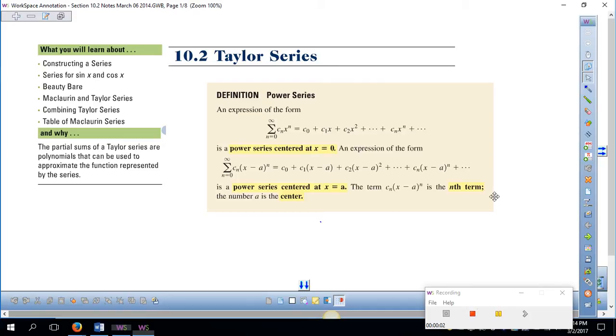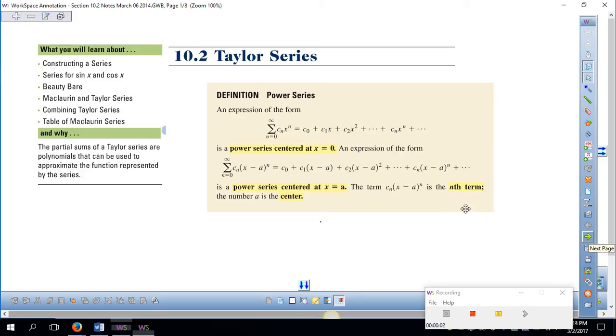Section 10.2 Taylor series. What we're going to do today is shorten up the process of constructing a series using the formulas for Taylor series and Maclaurin series. And you will be presented with the 7 Maclaurin series that you need to just know. Whether you memorize them or find a quick way to create them, either way, you need to be able to come up with them rather quickly.